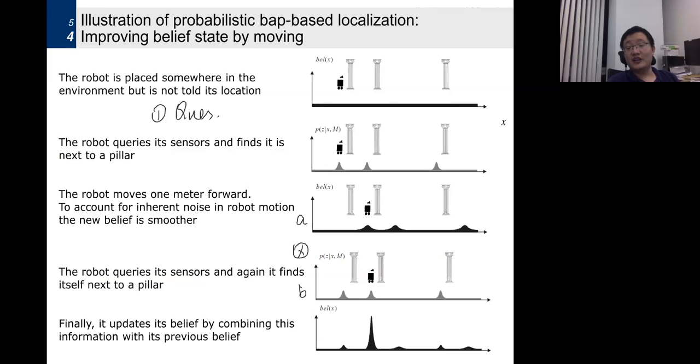How can you multiply? Particle filter? No. Particle filter is a filter. It's a different concept. So what I'm asking is very easy, right?